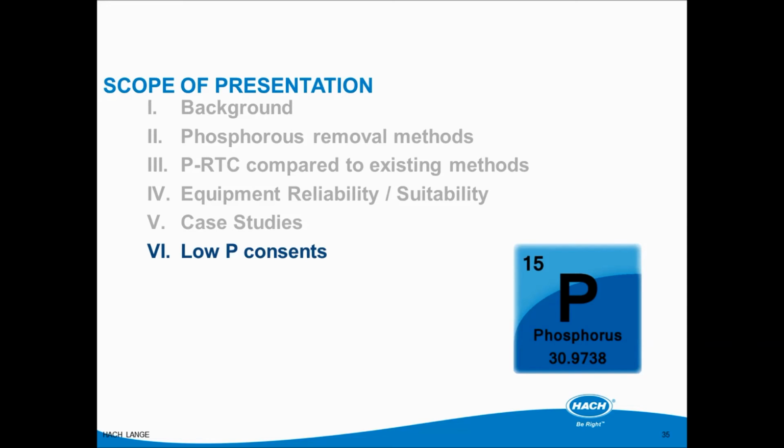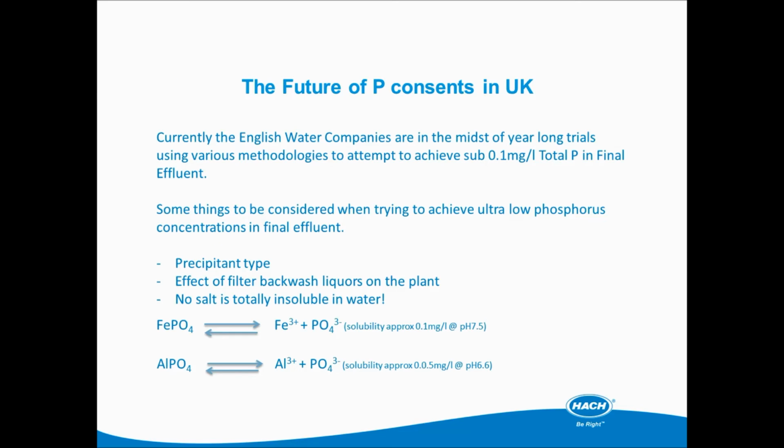The next section is a discussion on the ability to reach low phosphorus consents and the methodologies required. Trials are underway in England and Wales to attempt to achieve sub 0.1 milligram per litre total phosphorus in municipal wastewater discharges. Hach equipment is involved in some of these trials, but it is not our place to comment on the current status of these trials.